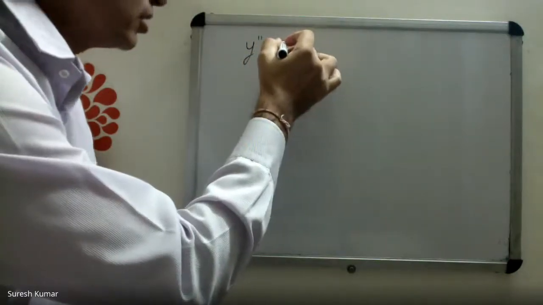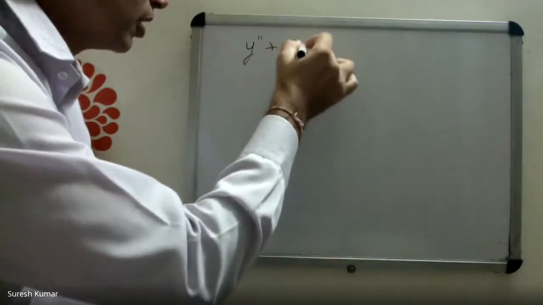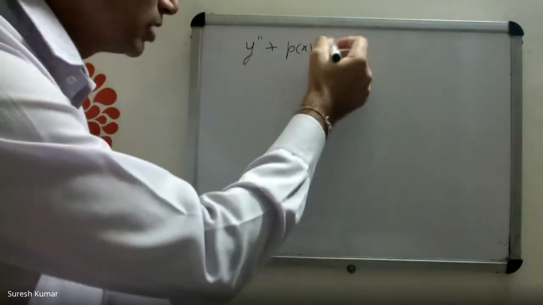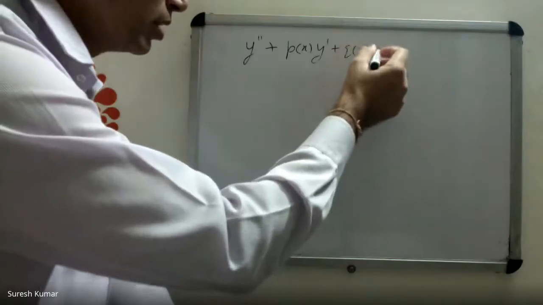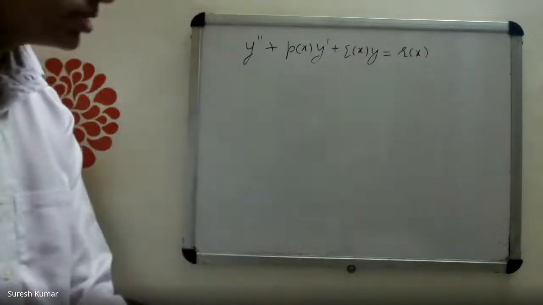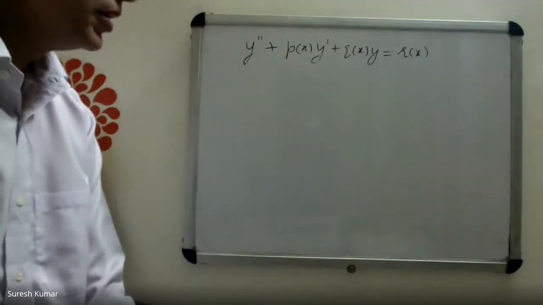the methods for solving. We are learning methods for solving the differential equation y double prime plus p(x) y prime plus q(x) y equal to r(x). This is a non-homogeneous second order linear differential equation.